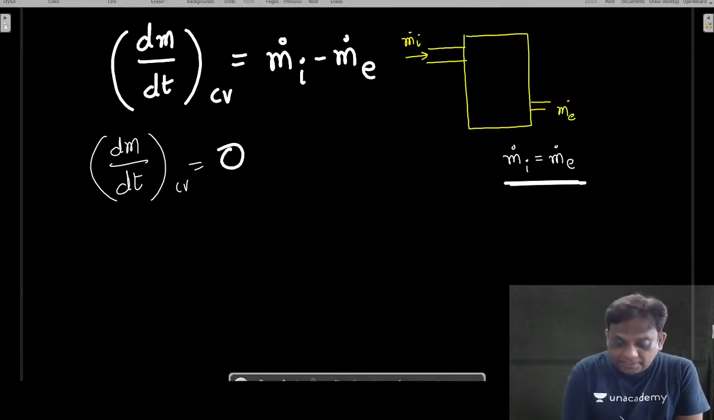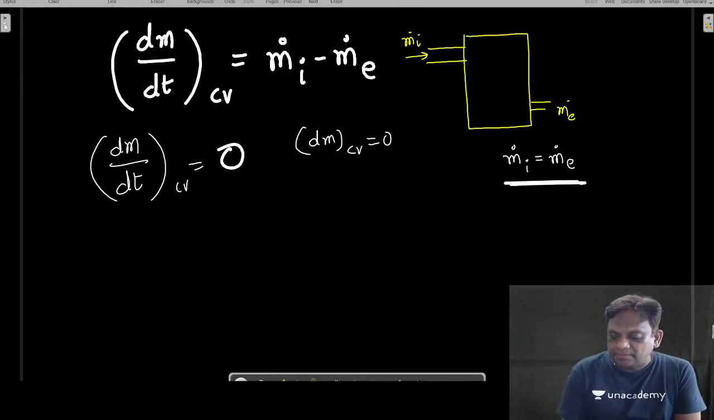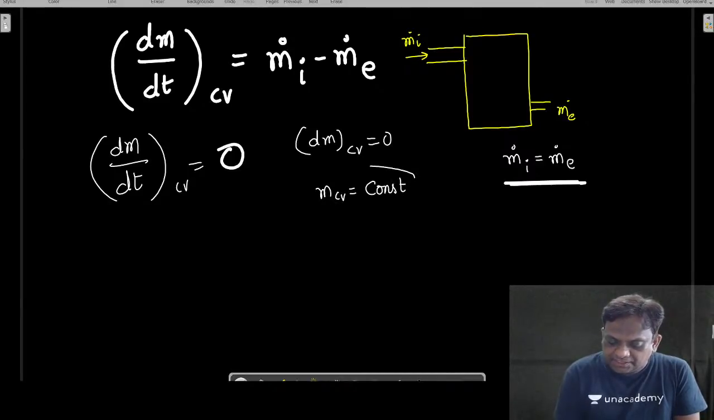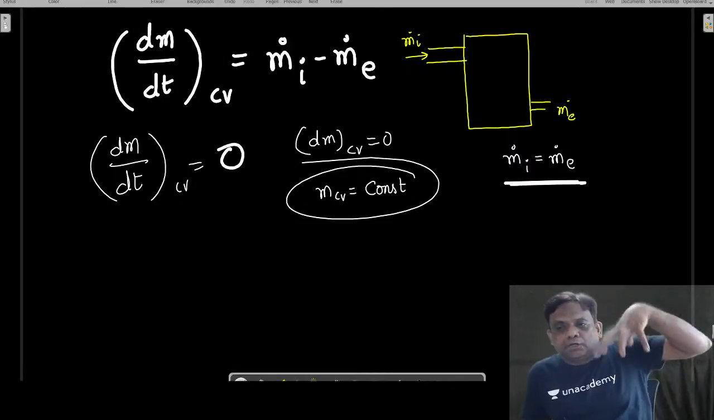इसको integrate करेंगे तो क्या होगा? When I am integrating, dm in the control volume is 0, with respect to t. If I integrate this, what does it mean? इसका मतलब है mass in the control volume is what? Constant. It's not changing. Is it clear? Mass in the control volume is constant.